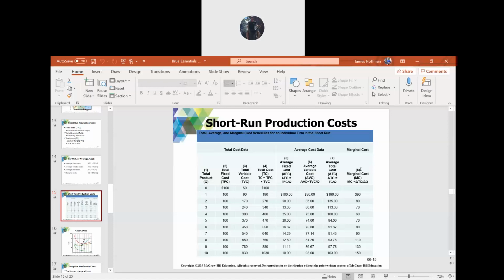And then over here, the last column, column 8, is the marginal cost. So what is the resulting change in cost when you add an additional unit? So there's nothing if you have 0, but if you go from 0 to 1, see the change in total cost is going from 100 to 190, so the change is 90. If you go from 1 to 2, you go from 190 to 270, and the change is 80. So see how the marginal cost depends on where you are, but adding a unit of production, this is the resulting change in your total cost.